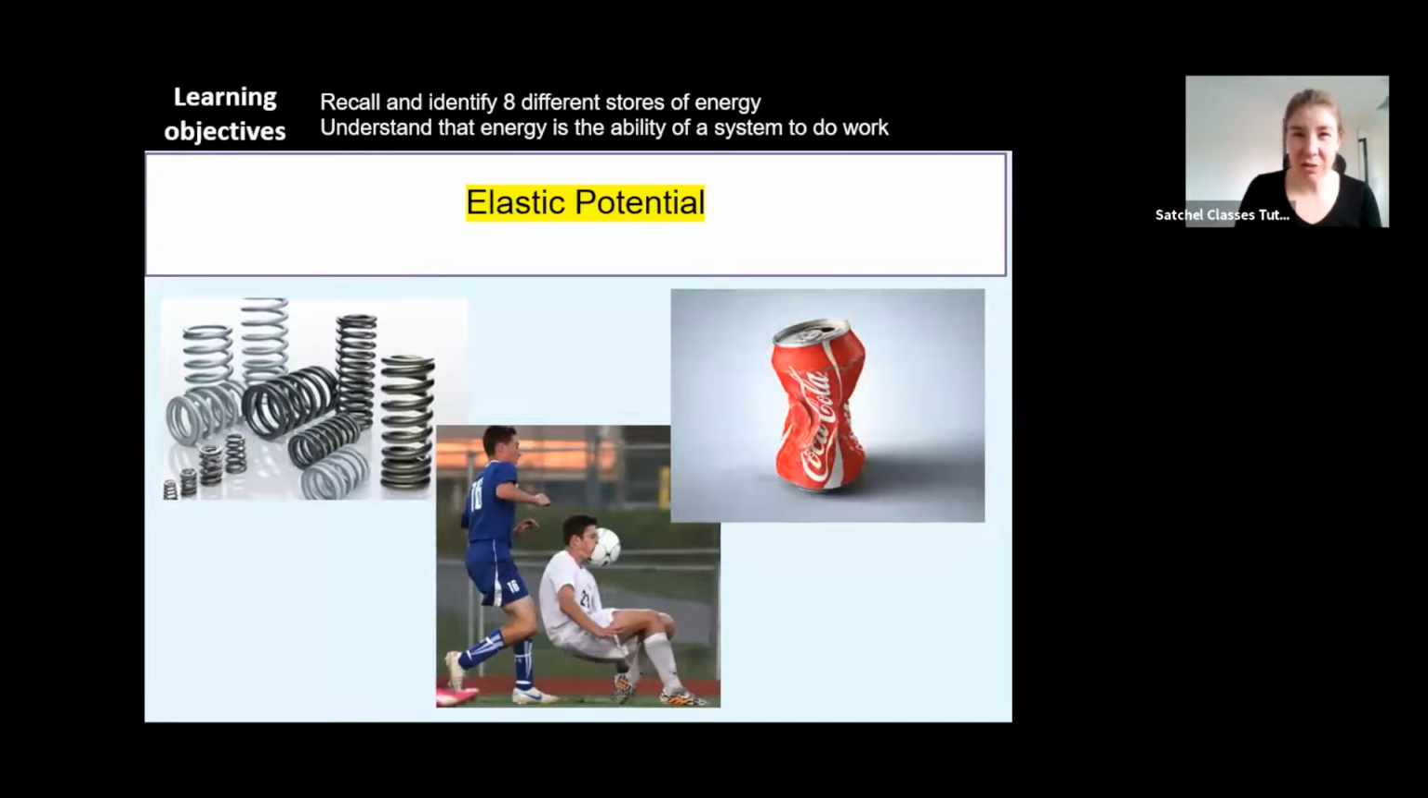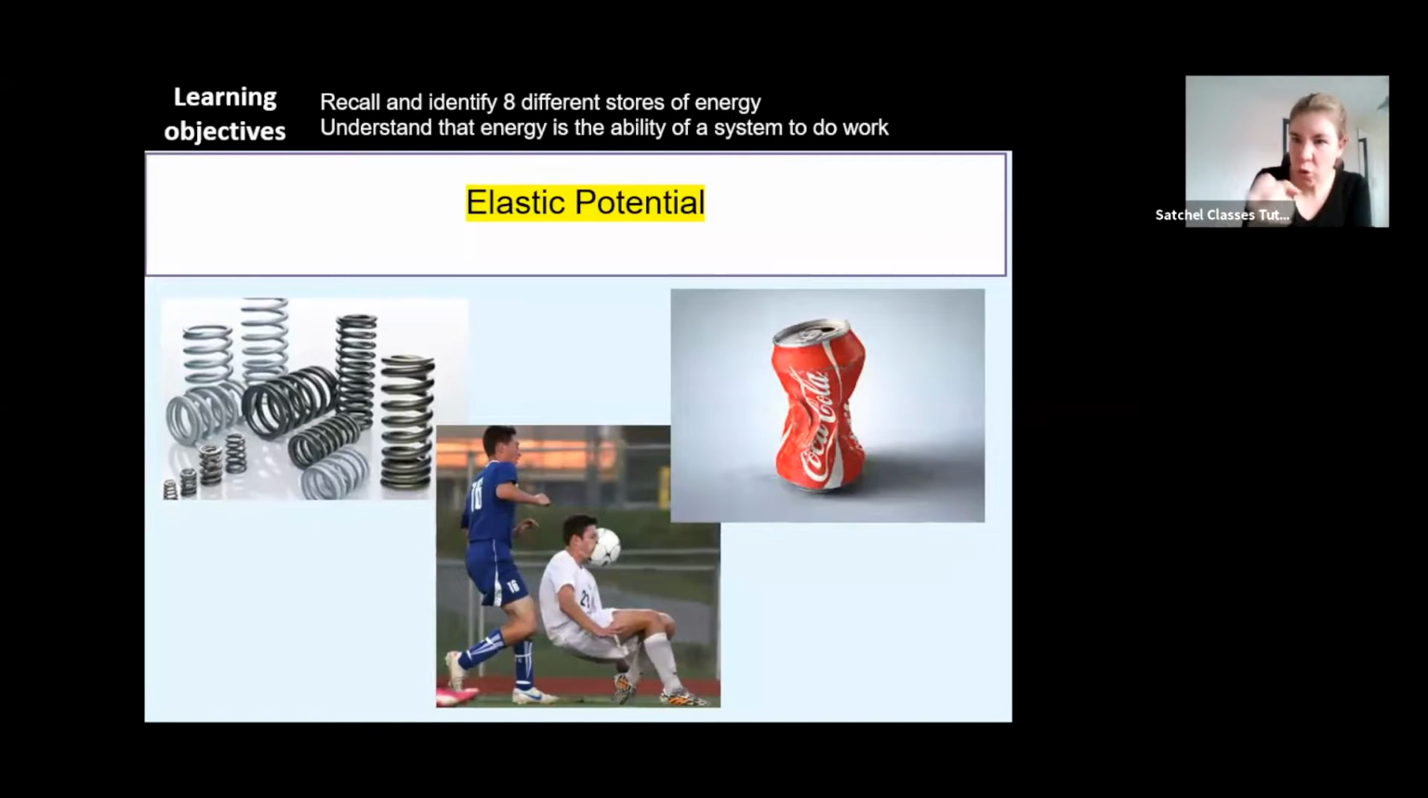Please don't think too much that it's just about elastic, like elastic bands, or a hairband that's got elastic in it. It's not actually just things that are made of elastic. It's anything that has the potential to go back to its original shape. If you crushed a Coke can, for example, you'd be giving it elastic potential energy because it now wants to go back to its original shape. You might leave it and it might start to go back to its original shape.